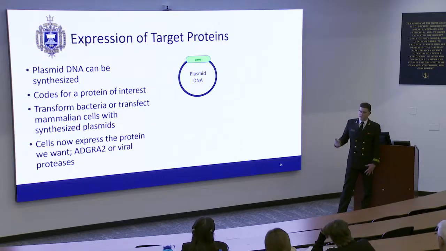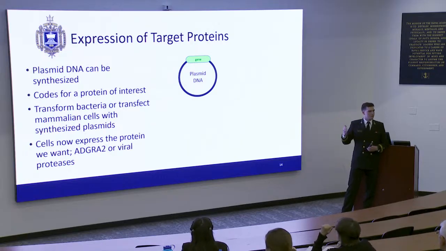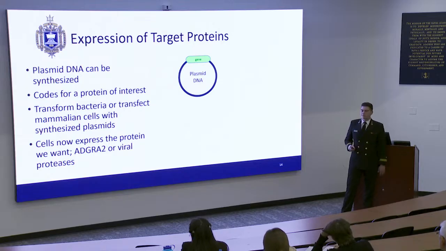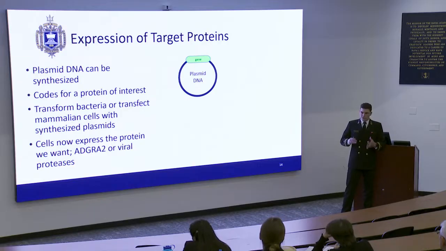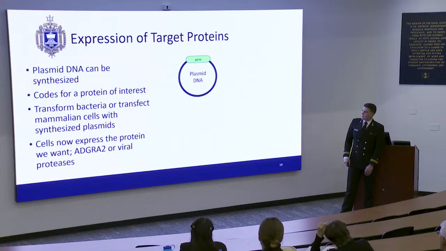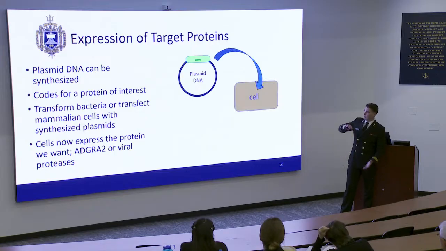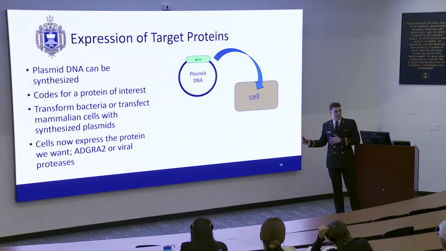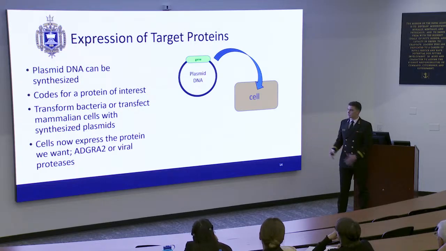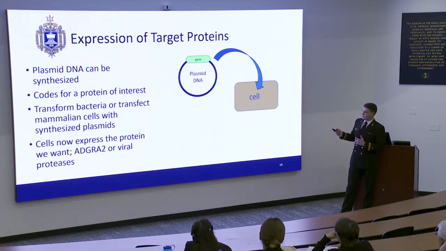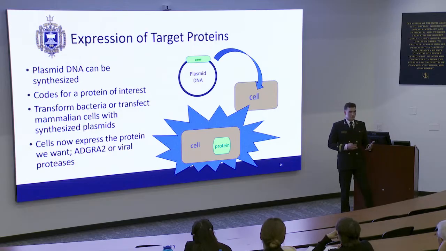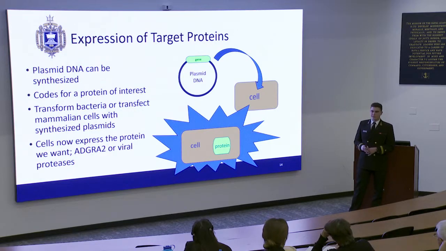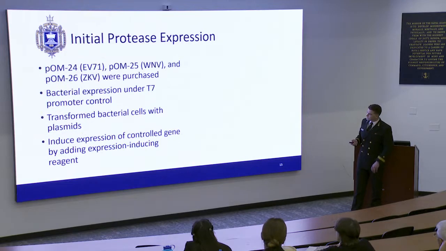The way we do that is we synthesize plasmid DNA. It's a circular stranded DNA. It has genes that code for protein expression, and we can insert a gene that expresses our protein of interest. And then what we do is we either put that plasmid in bacteria, we transform that bacteria, adding that portion of the genome, or we transfect mammalian cells with those synthesized plasmids, and then those cells can express those proteins, either AdGrat2 or viral protease, depending on what plasmid DNA we insert into those cells.